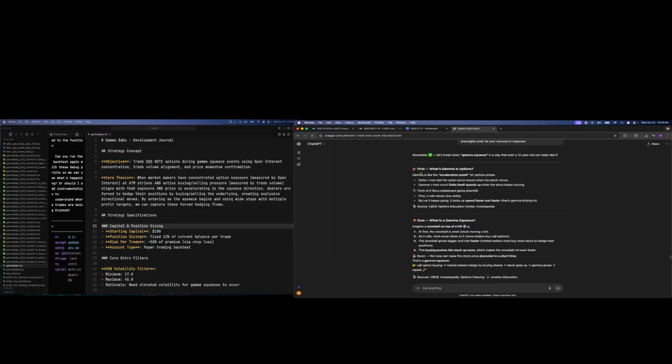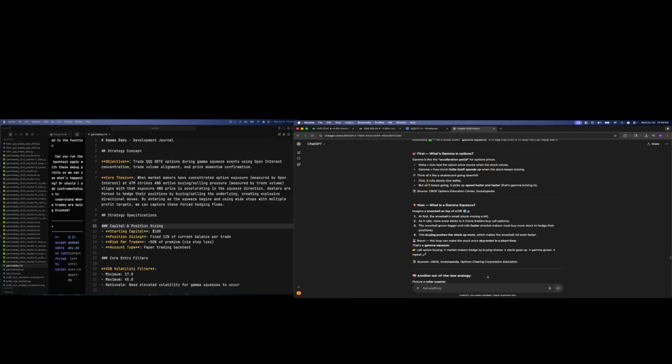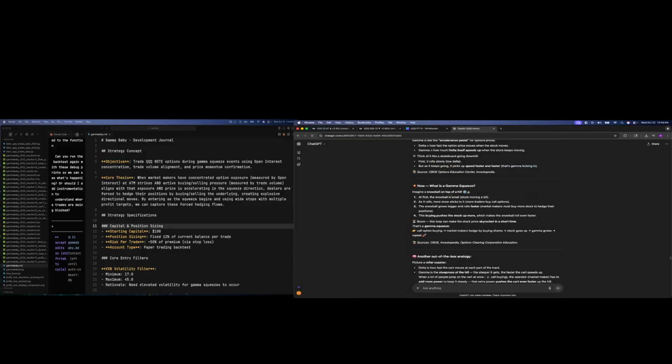Gamma is the acceleration pedal for option prices. Delta tells us how fast the option price will move when the stock price moves, and gamma tells us how much delta itself speeds up when the stock price keeps moving. Think of it like a skateboard going downhill. First it rolls slowly, low delta, but it keeps going and picks up speed faster and faster. Then gamma kicks in.